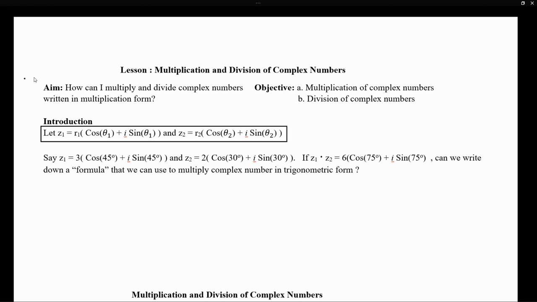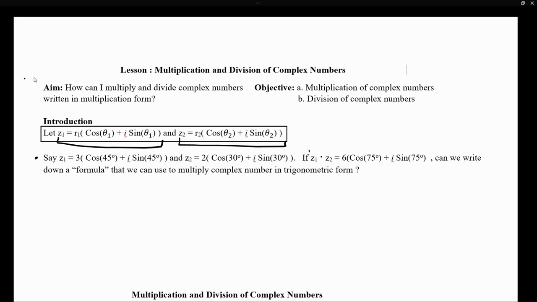But I want to use the subscript 1 to indicate that this is a complex number, and I'm going to use the subscript 2 to represent a second complex number. So we have two complex numbers. And now let's observe this conclusion here. So we are going to define the first complex number as 3 cosine of 45 plus i sine of 45. And we're going to define the second complex number as 2 cosine of 30 plus i sine of 30.